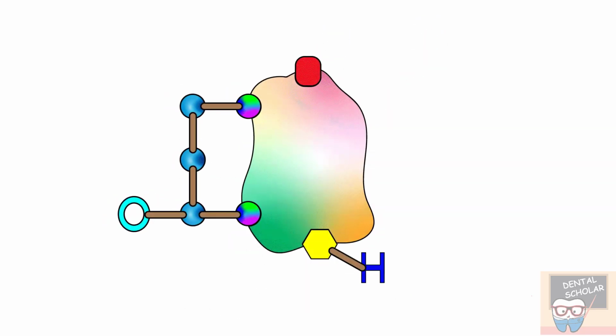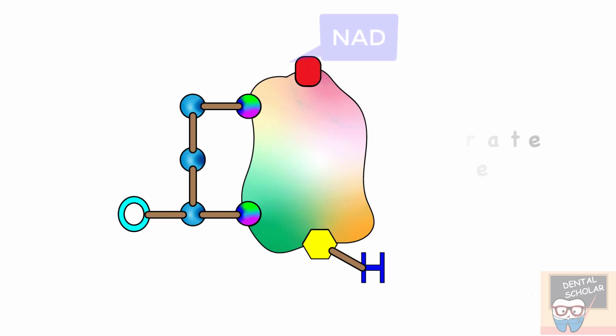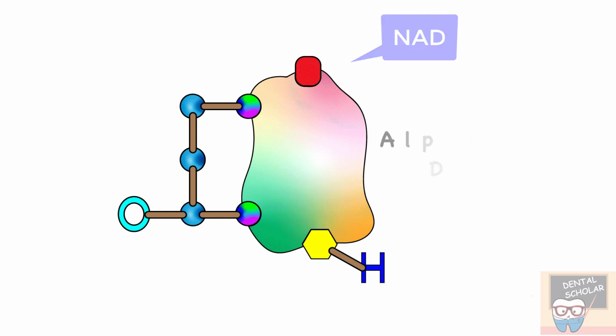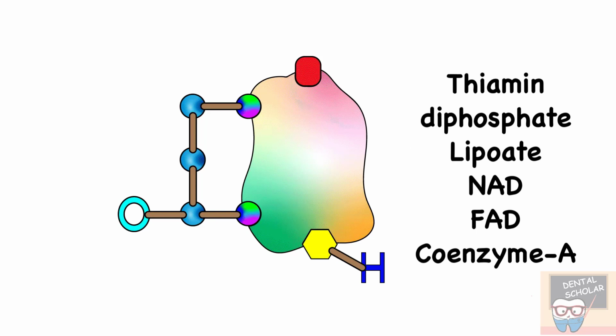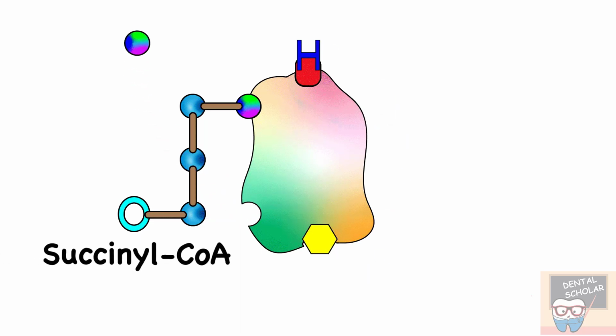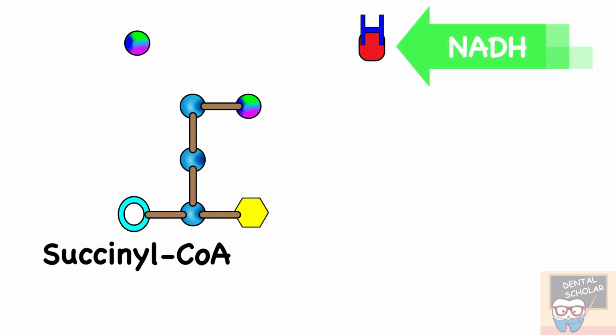In the next step, alpha ketoglutarate undergoes oxidative decarboxylation. This reaction is catalyzed by alpha ketoglutarate dehydrogenase complex, and it requires cofactors like thiamine diphosphate, lipoate, NAD, FAD and coenzyme A. So this step results in loss of one more carbon and formation of succinyl coenzyme A along with formation of second NADH in the Krebs cycle.